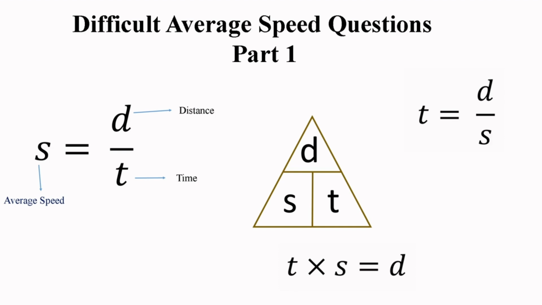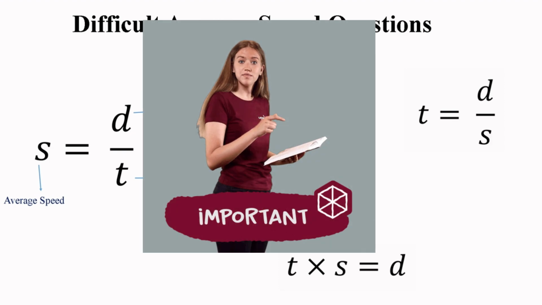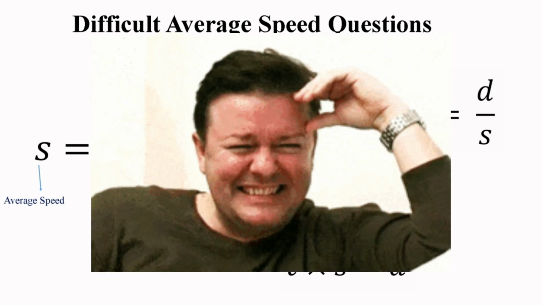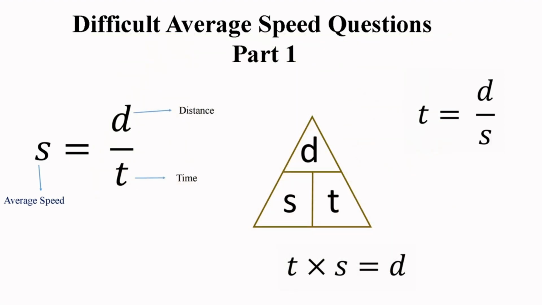In this video, we are going to talk about difficult and challenging average speed questions. This video is going to be presented in two parts, and this is the first part. But before watching this video, I strongly suggest you watch the two videos that I have made for calculating average speed and calculating time and distance when we have average speed first, because I'm not going to explain the formula and concept again. I'm going to put the link in the description. In this video, we are going to just solve several difficult examples.